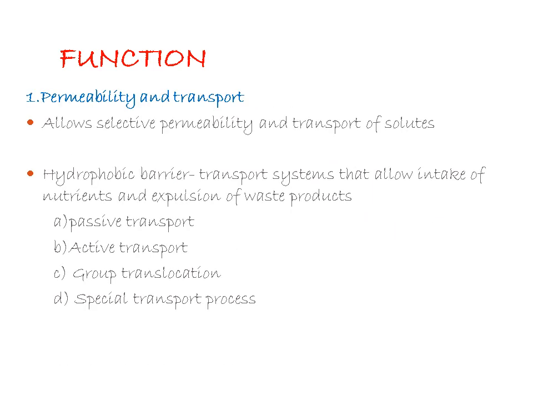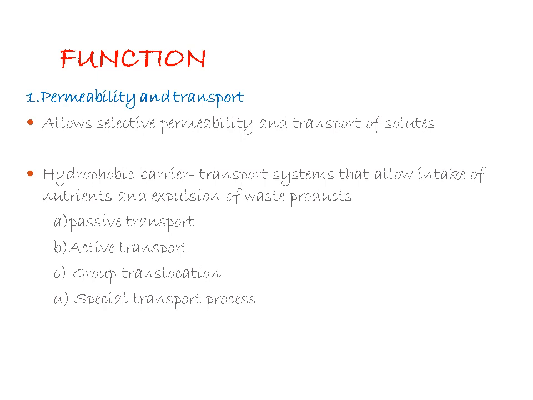So the first function is permeability and transport. This is the most important function of the cell membrane, because of which it is also called a semi-permeable or selectively permeable membrane. Why selectively permeable? Because it allows entry and export of selected molecules only. It will not allow all the molecules to pass through it easily. So it allows selective permeability and transport of solutes.